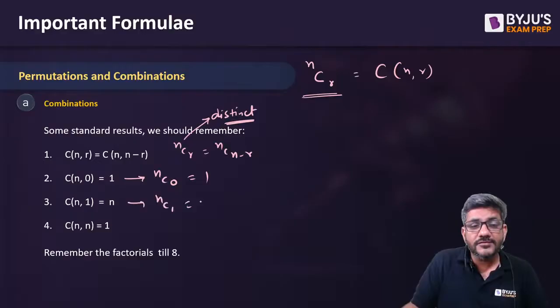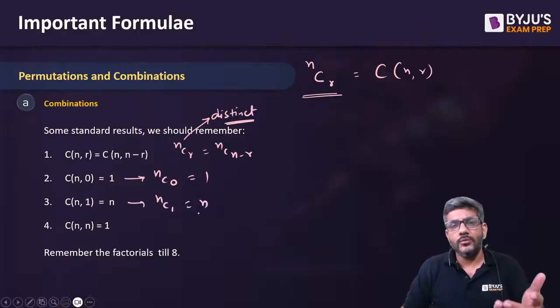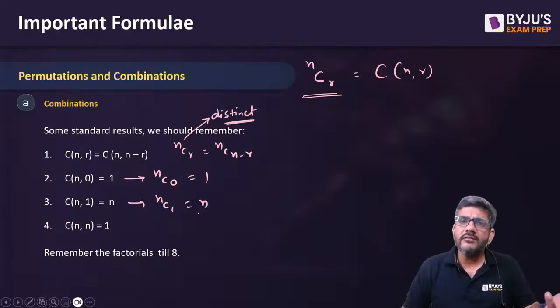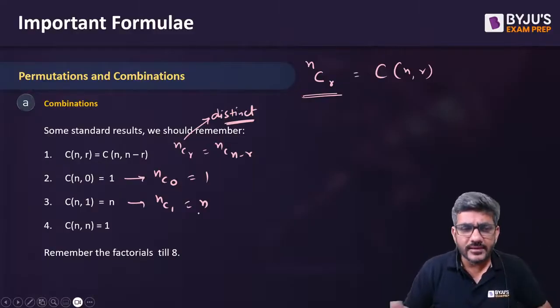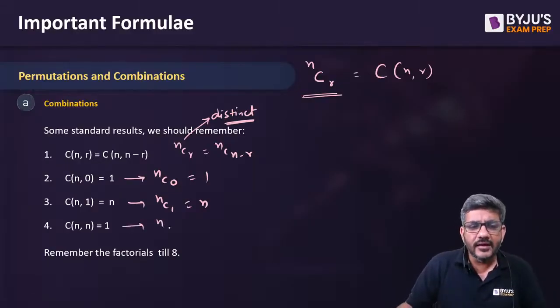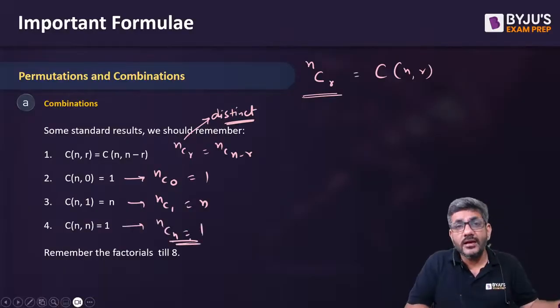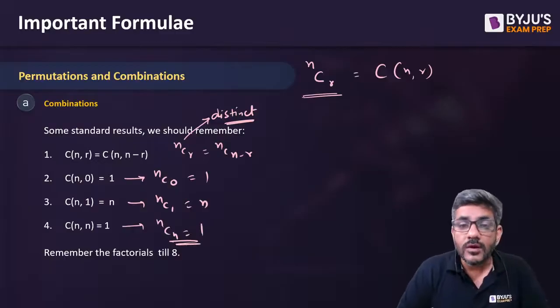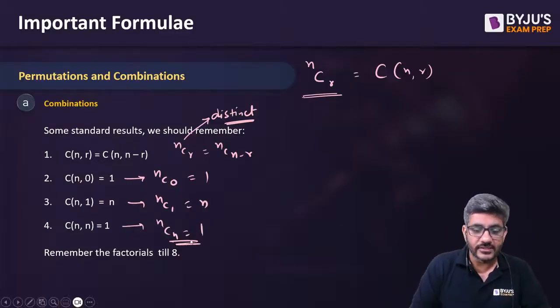nC1, number of ways of selecting one thing out of n. It is n ways. There are 5 articles in front of me. In how many ways I can choose one? 5. पांचों में से कोई भी एक. 7 articles. In how many ways I can choose one? 7. सातों में से कोई भी एक. That ways. And nCn. In how many ways I can choose all of them? That is 1. सबको choose कर लो, एक तरीका. कोई भी choose ना करो, वो भी एक तरीका. So these are some of the formulas based upon combinations.